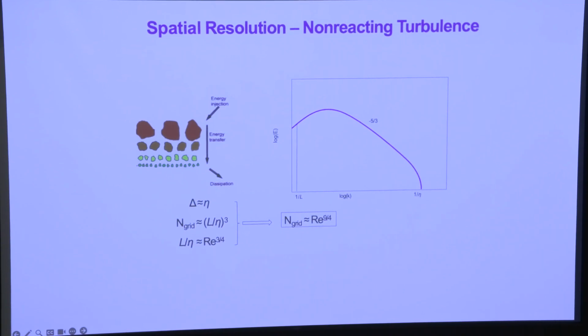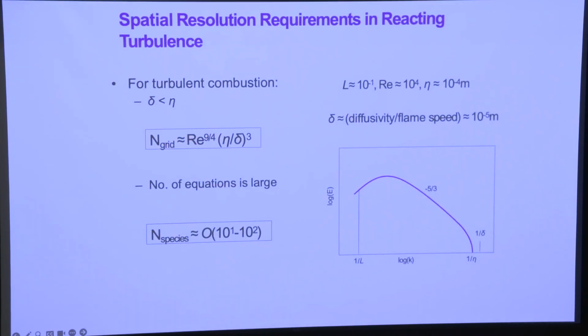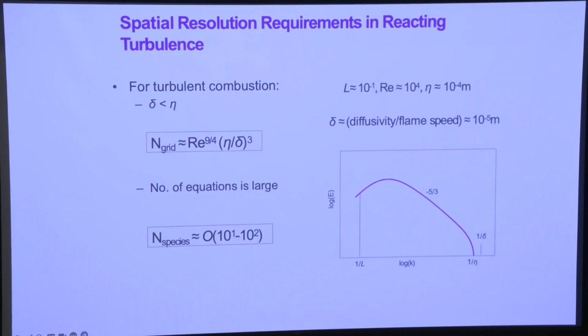And then the range from just turbulence scaling, the range of scales here between the biggest and smallest scale goes as Reynolds number to the 3/4 in one direction. In 3 directions, it goes as Reynolds number to the 9/4. So that's a lot of grid points if you want to resolve high Reynolds number turbulence. It gets worse when you want to also resolve combustion.